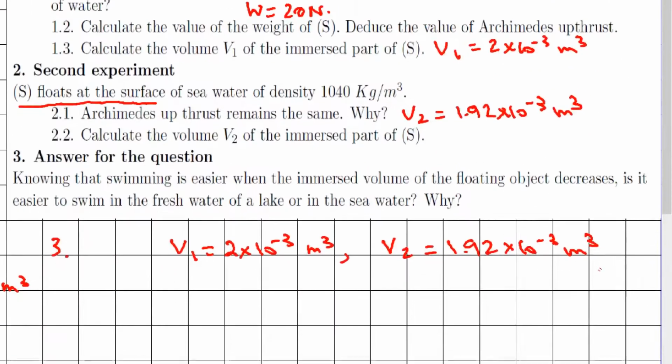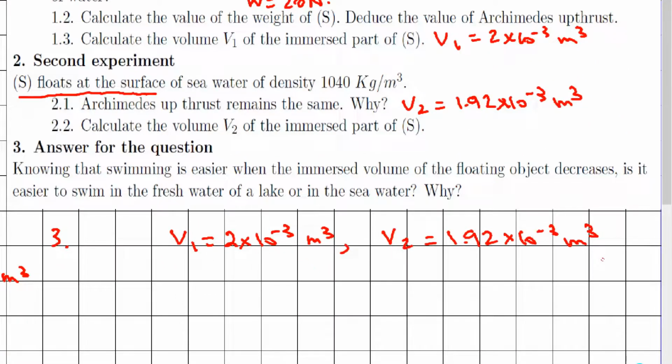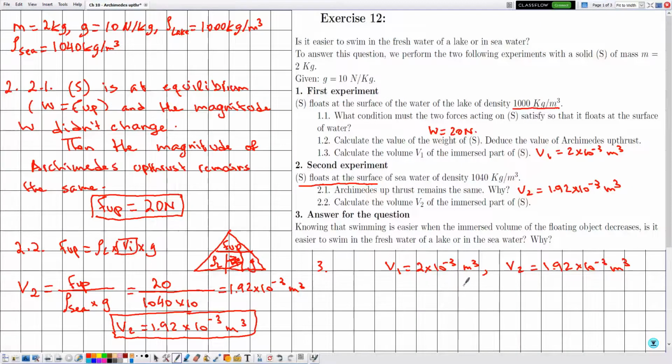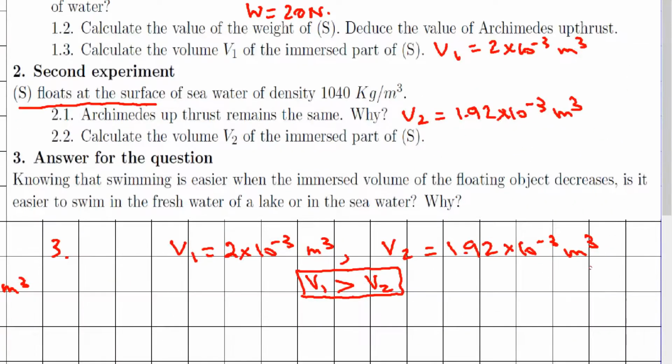By compare, we mean that we need to say whether V1 is less, greater or equal to V2, and in this case V1 is greater than V2. And here they are telling me swimming is easier when the immersed volume is smaller, which is decreases. So in this case, V2 is less than V1, and V2 represents the immersed volume when the solid S is immersed in the seawater, which means that swimming in the seawater is easier.